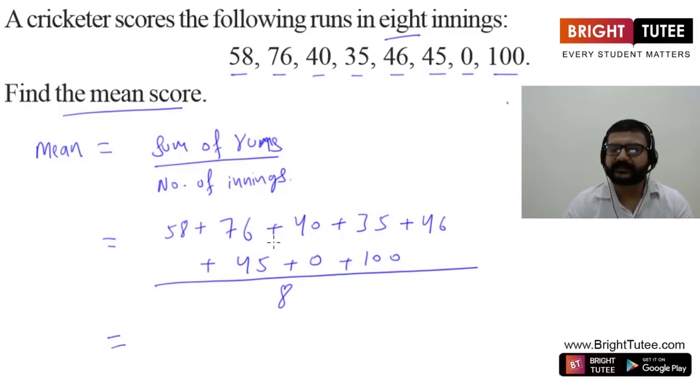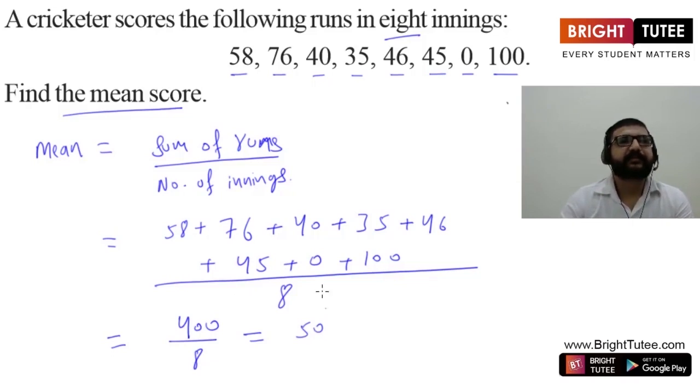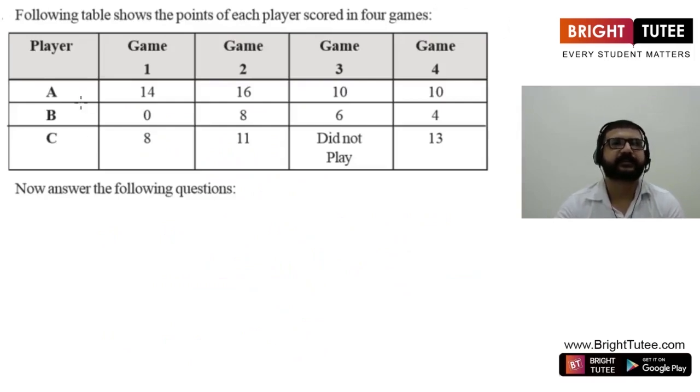Now by simplifying this sum, we will get 400 divided by 8. The sum of all the runs here was 400 and this will be divided by 8. Now this gives us 50. Therefore, the mean score of the cricketer is 50 runs. Now let's see the next question.